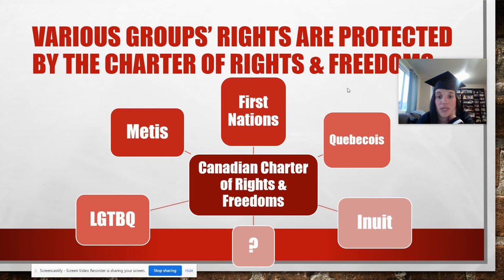And then various rights are protected by the Charter of Rights and Freedoms. So LGBTQ people, Métis, First Nations, Quebecois, Inuit, and basically everybody within Canada. So anybody who is an immigrant to Canada is also protected by the Charter of Rights and Freedoms, which is pretty cool and pretty rare. It's a very rare thing that everybody living in Canada has this protection.